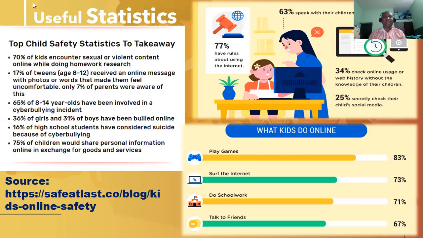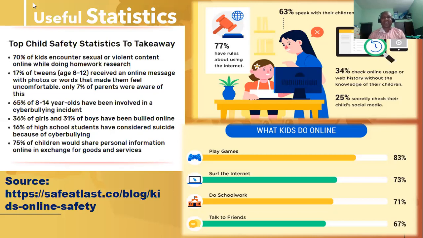Then we have 77% of parents who have rules about using the internet. 73% speak with their children about internet safety, so the rest don't talk about it. Then we found out that 34% check online usage or web history without the knowledge of their children. Like I recommend, Net Nanny actually helps you do a proper audit of where your children decide to visit and all of that. So it's discovered that 34% of parents do check on the internet. 25% secretly check their children's social media. A lot of parents don't know what the children are doing on the internet.